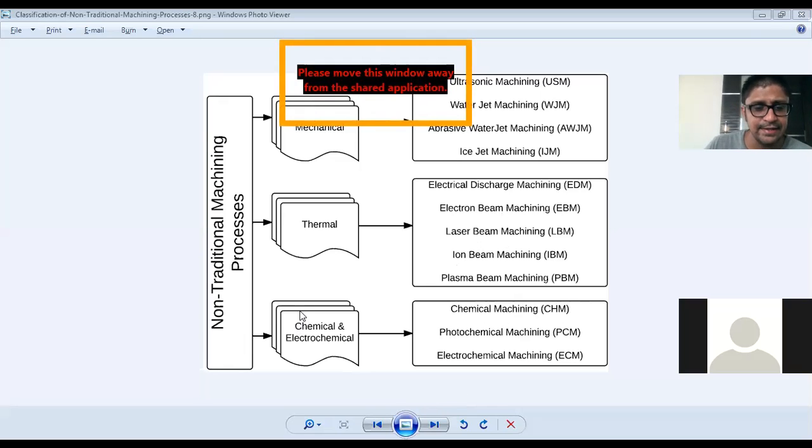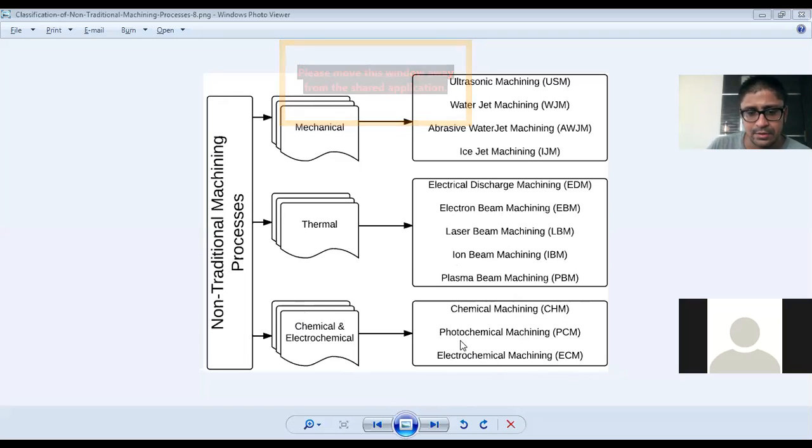And the third category is chemical or a combination of electrical and chemical, that is electrochemical. So mainly you can focus only on electrochemical machining. So in this category, only one category, you can restrict yourself to how electrochemical machining can be used.